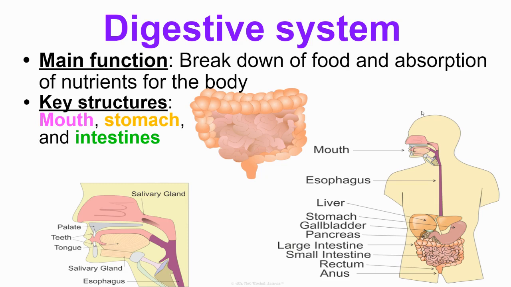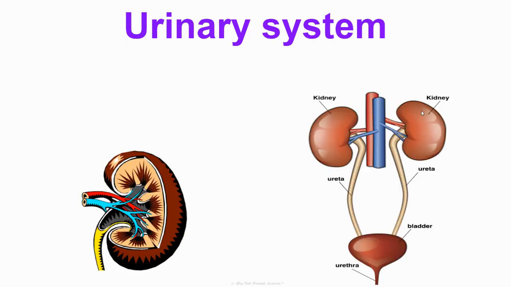Okay, digestive system is in charge of breaking down your food and absorbing nutrients for your body. And these structures include your mouth and your teeth, your stomach, your intestines, and other organs that are involved in secreting different enzymes that will break down your food and help your body absorb it.